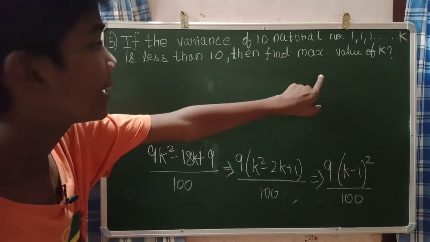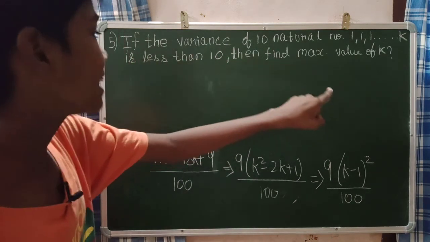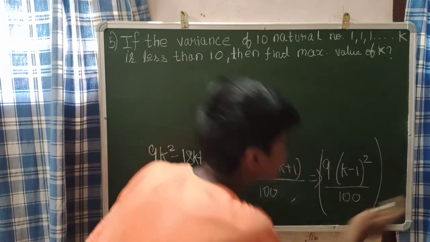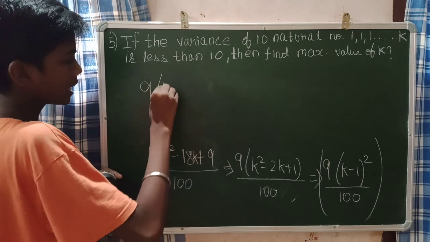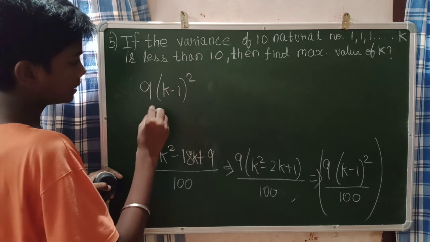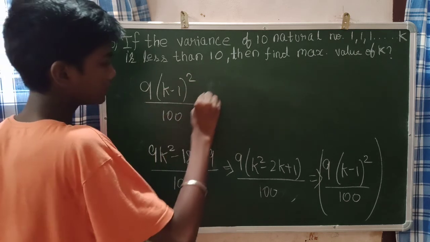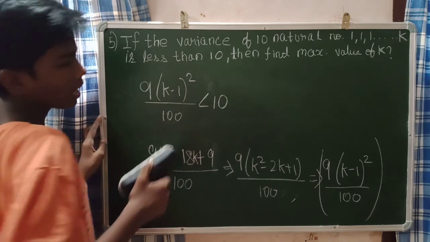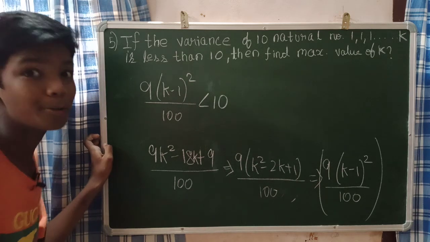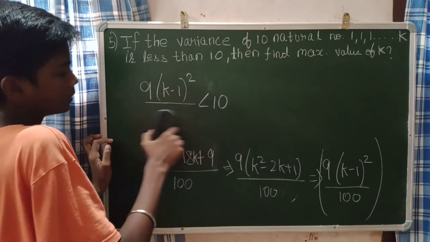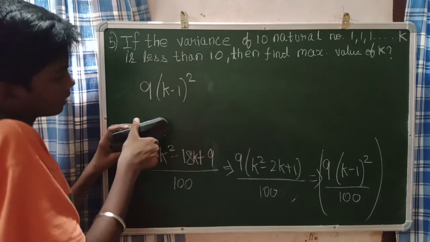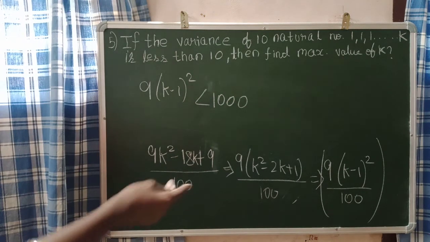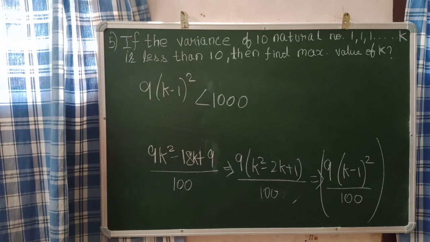Now, did you forget one point? They are saying that the variance of 10 natural numbers is less than 10. We know that this expression is only the variance. So this expression is less than 10. When I take that 100 to the right hand side in the inequality, you will get it as less than 1000. So 9 into k minus 1 whole square is less than 1000.